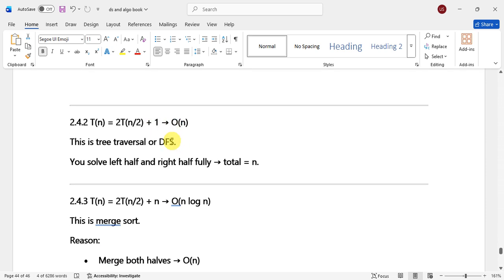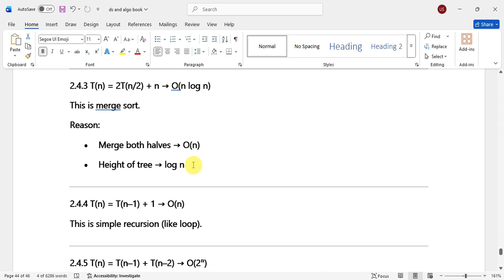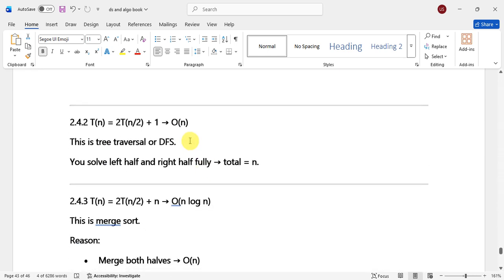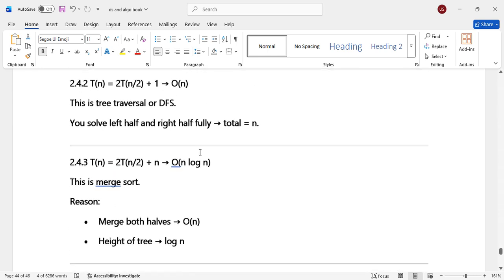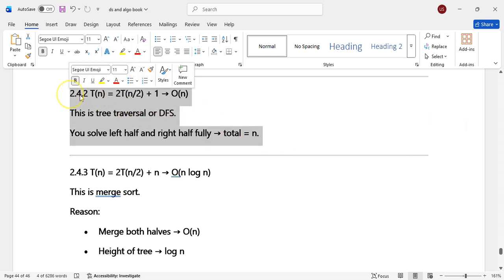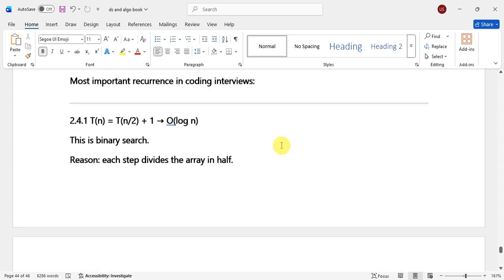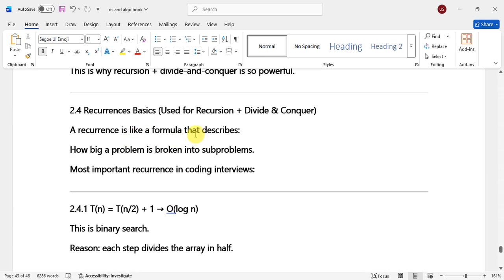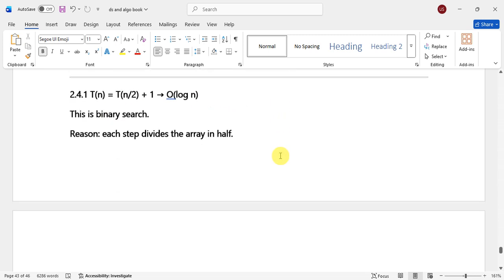Similarly for DFS, once we start tree traversal, which is also n by 2, we'll be able to understand it in a better way. Merge sort is also like that. It's n log n. DFS is O(n) because it is tree traversal, so it will go to all the nodes. In detail, we will understand the recurrence formula once we solve problems. For now, it is a formula that describes how a problem is broken into subproblems.